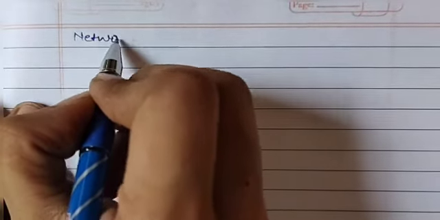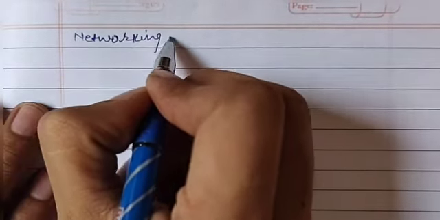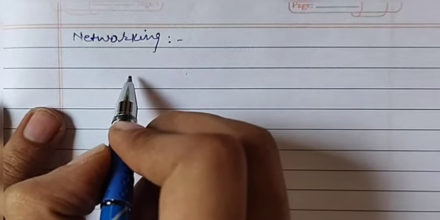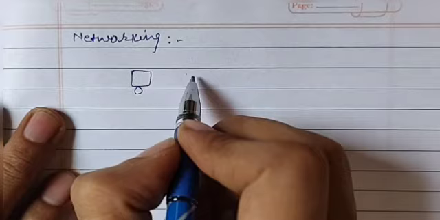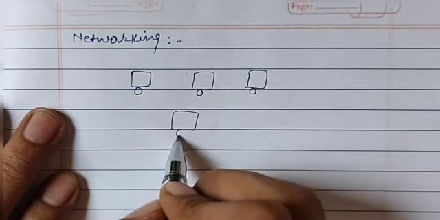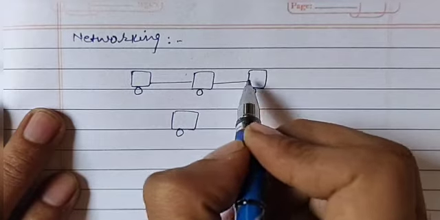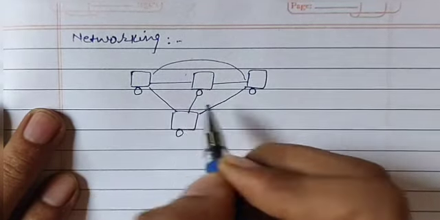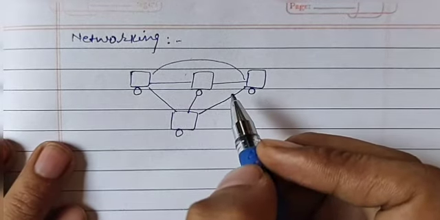Dear students, let's discuss networking. What is networking? Networking is the interconnection of millions of computers across the globe. For example, these are the computers, and there is an interconnection between the computers across the globe. We call it networking.